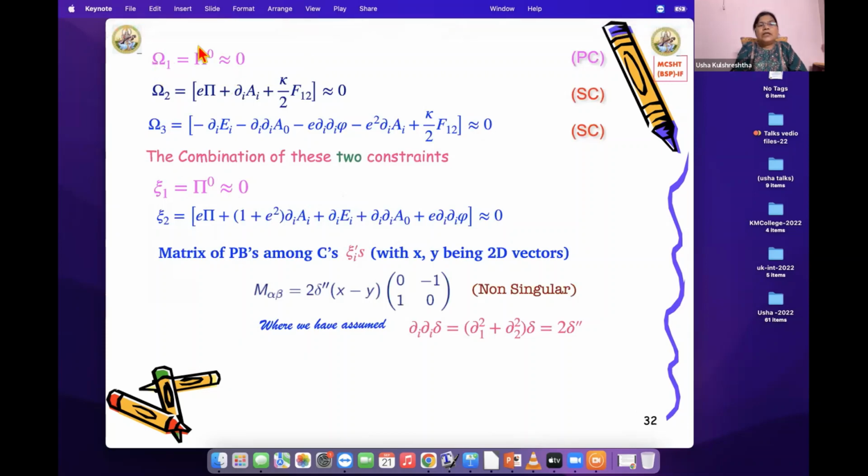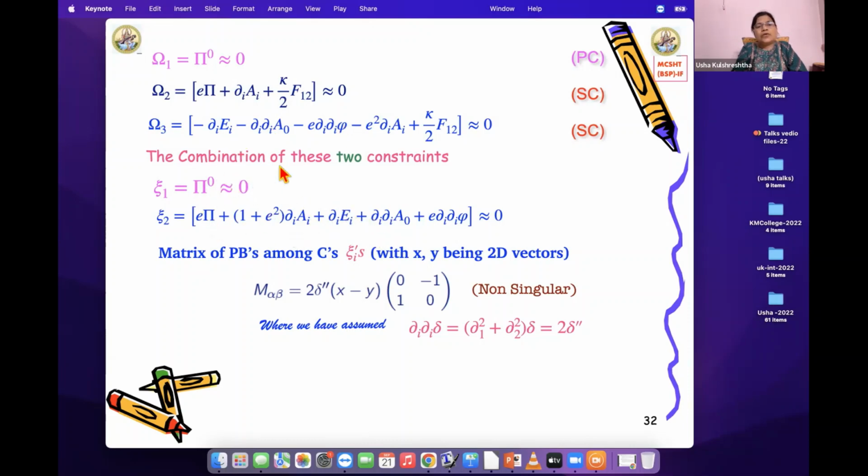Now in this theory there exists one primary constraint, and when this primary constraint is preserved in the course of time, we get one more constraint. And then again, if we preserve this constraint in the course of time, we again get a new constraint. But when we again follow the same procedure, then we get a condition on the Lagrange multiplier field. So this theory has only these three constraints. And then we can combine these two constraints. So we have combined these two constraints. So altogether, the theory has only two constraints here.